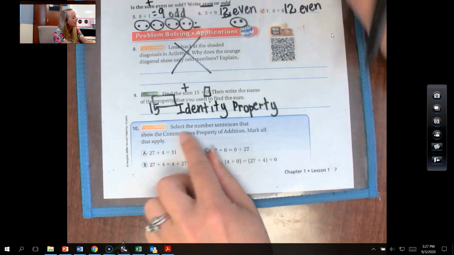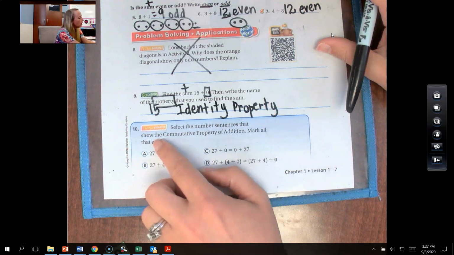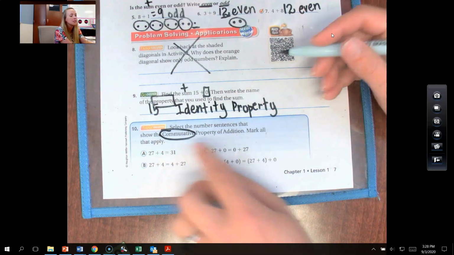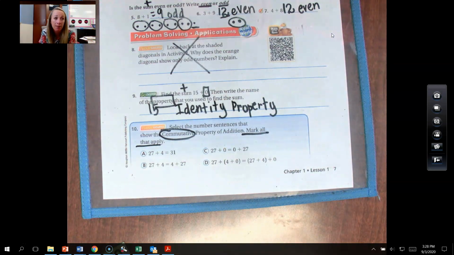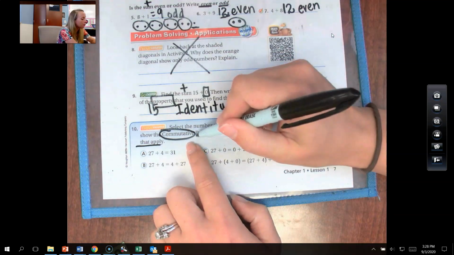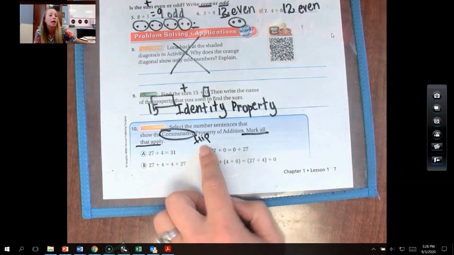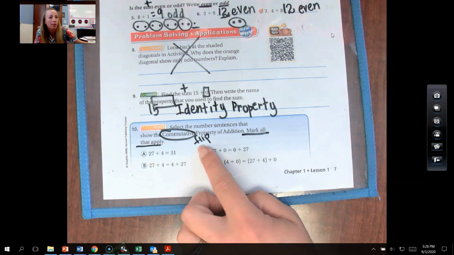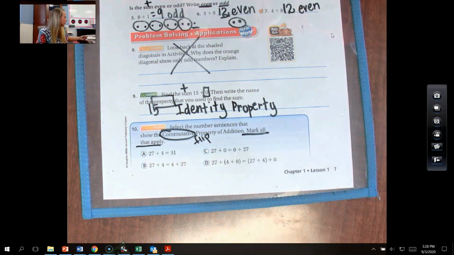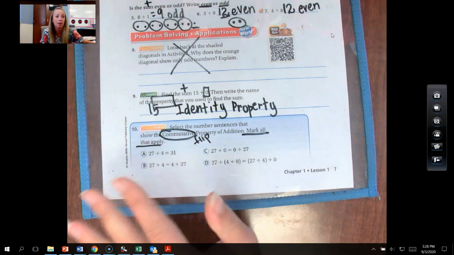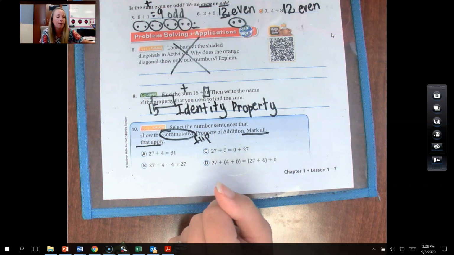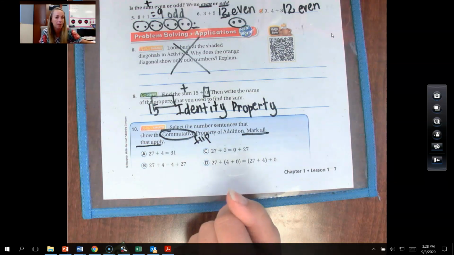It says, select the number sentences that show commutative property of addition. Mark all that apply, which means it might not be just one problem. It might be more than that we can circle. Commutative property means flip-flop. Everyone write the word flip on their paper now. Now, the commutative property means that we flip-flop the numbers. Let's look now to see if any of the numbers have been flip-flopped.